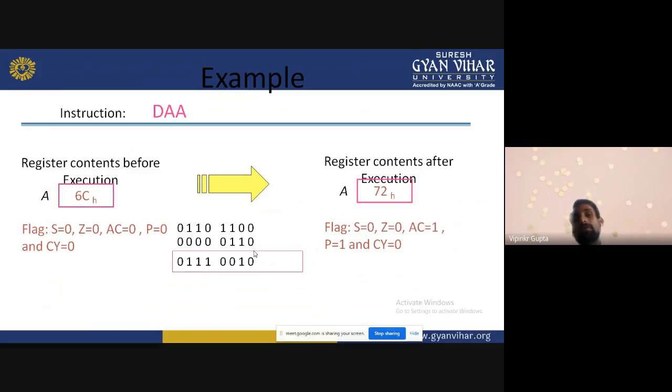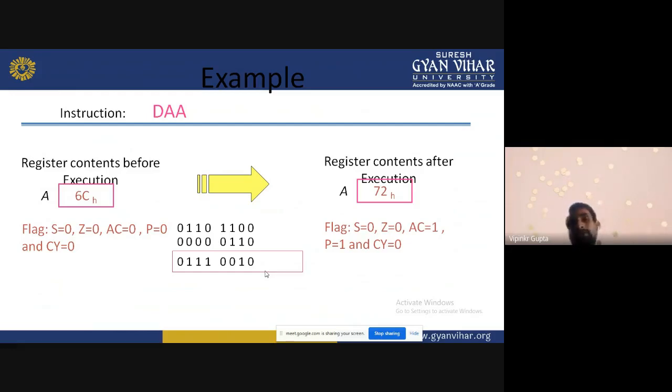So 0 plus 0, 0, 0 plus 1, 1, 1 plus 1, it's 0. Now 1 carry is there. So 1 plus 1, 0. Now carry is generated from D3 bit to D4 bit. So 1 plus 0 plus 0, 1. 1 plus 0, 1. 1 plus 0, 1. 0 plus 0, 0. So what is the equivalent? 7, 2. 72H. So 6C is converted to 72H.